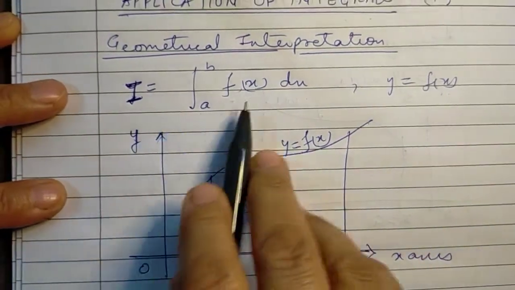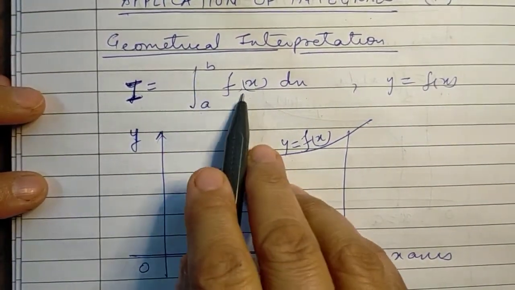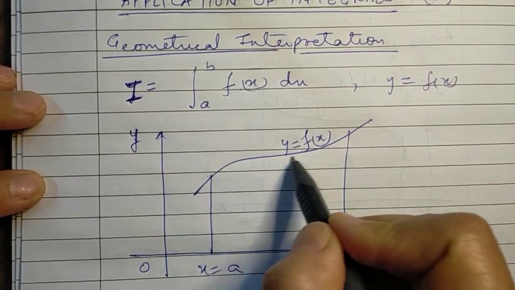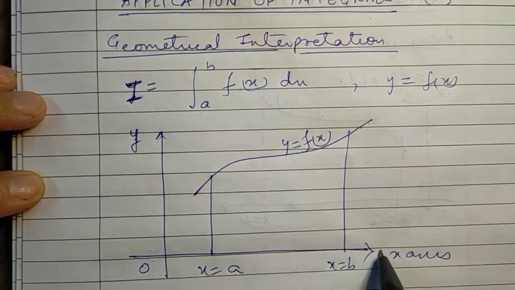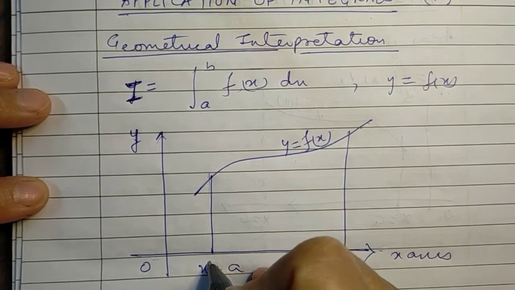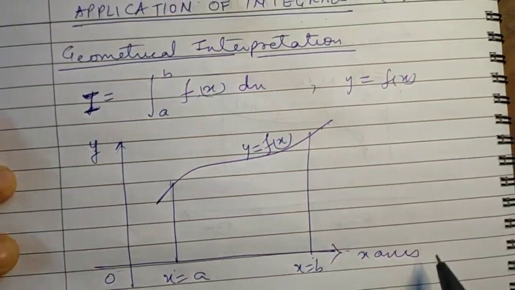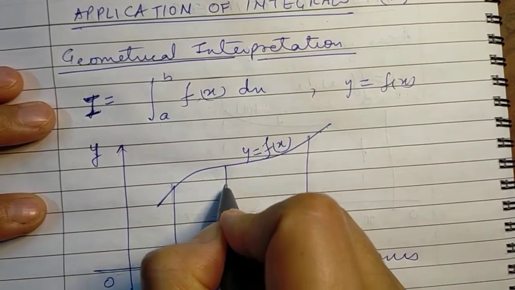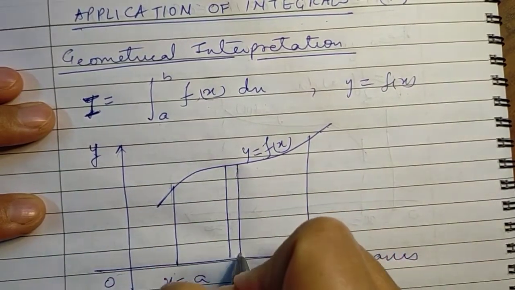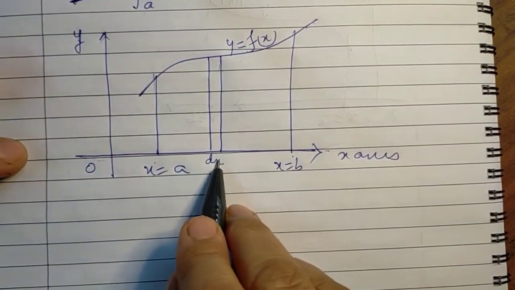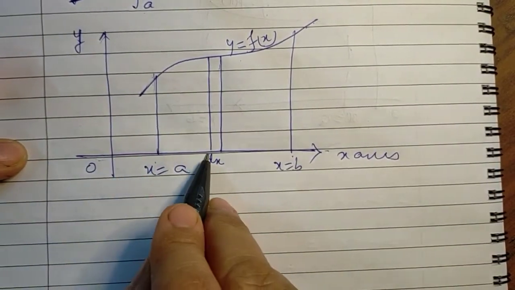So when we write integral from a to b f(x) dx, we mean the area enclosed by this curve, the x-axis and the lines x equal to a and x equal to b. Effectively what we do is we draw a thin strip of thickness dx. And why do we use a thickness dx? Because it's a small increment.